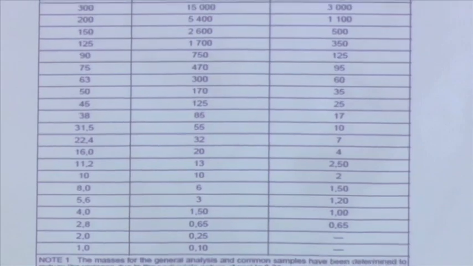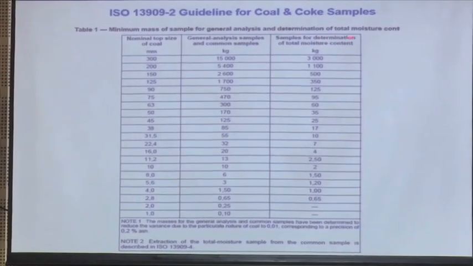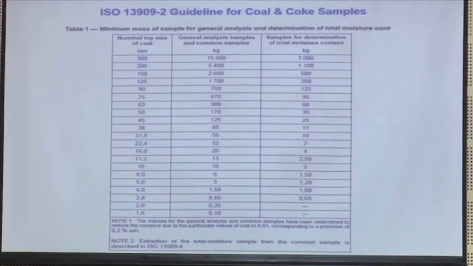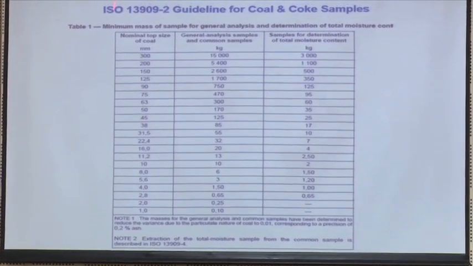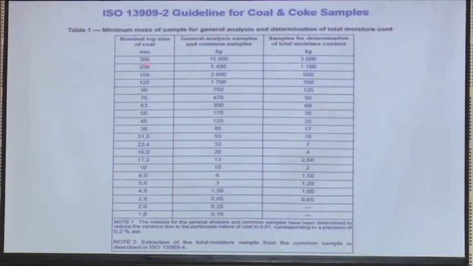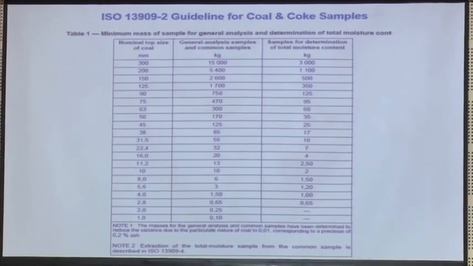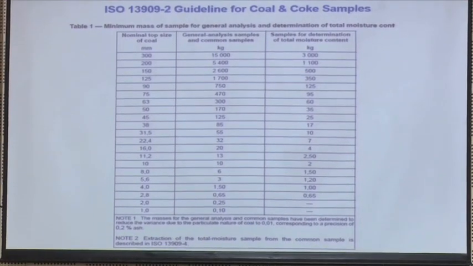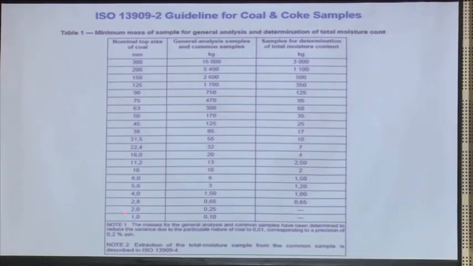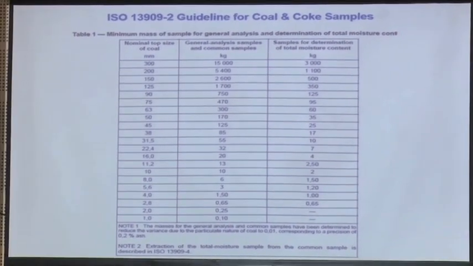So, these are the guidelines of ISO, the International Organization for Standardization. The guideline for coal and coke samples, that is the minimum mass of sample for general analysis and determination of total moisture content. You see that it is a function of the particle top size. So, if the nominal top size of coal is 300 millimeter, the general analysis samples should be 15,000 kg, 15 tons of material you have to collect. But if it is 1 millimeter, you need only 0.1 kg of sample, 100 grams.